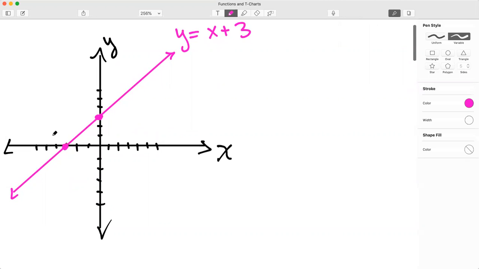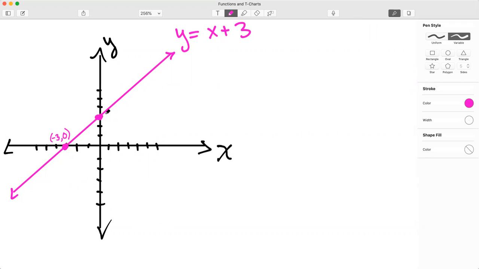So this point right here would be 3 to the left. So we would call that -3, comma, and then it did not go up or down at all. So -3, 0 would be the coordinate of that point, or the ordered pair representing that one.